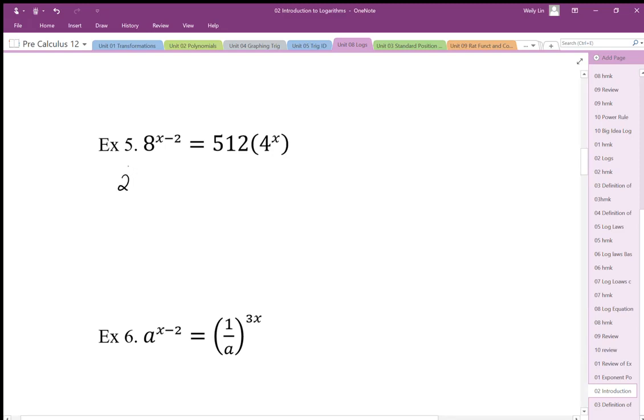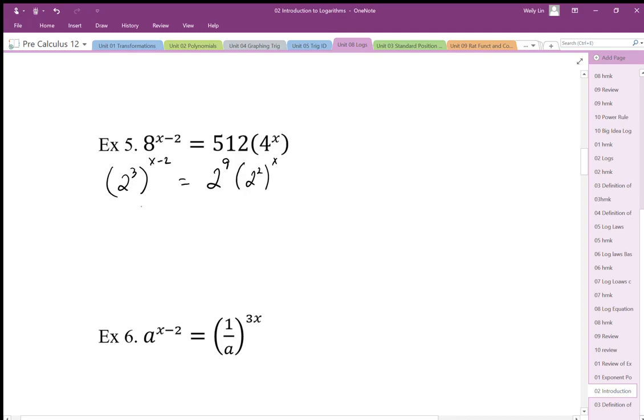I'm going to go 2 to the power 3 to the power x minus 2. This has to all be base 2s to do anything with it. We need one base 2 on the left side, we need one base 2 on the right side. So the 512 I'm going to change to 2 to the power 9. Okay, and then this becomes 2 to the power 2 to the power x. That's 4 to the power x.